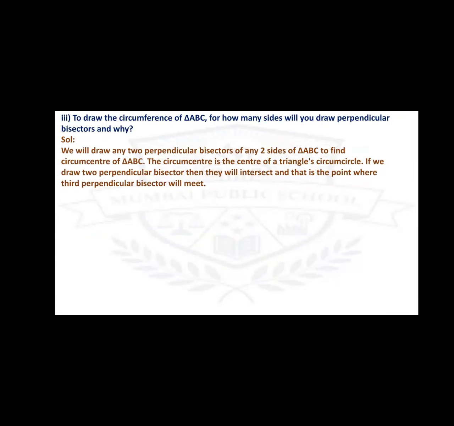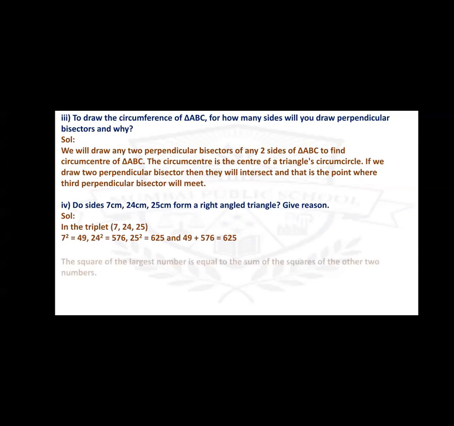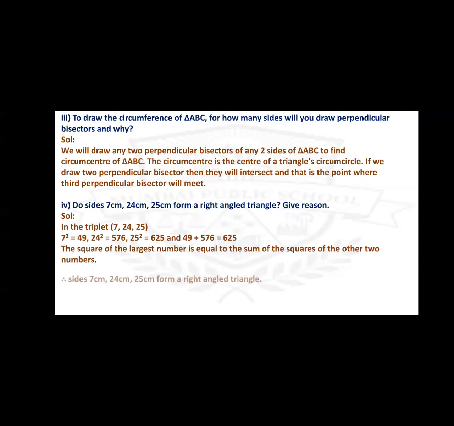And the fourth question: 3 sides are given. You have to show that these 3 sides form a right angle triangle. So we take the square of the largest side, that is 25 squared, 625, and then we check the remaining 2 sides' squares. So we get 625. That is the triplet format being followed here. So these sides 7, 24, 25 form a right angle triangle. Okay beta, clear?